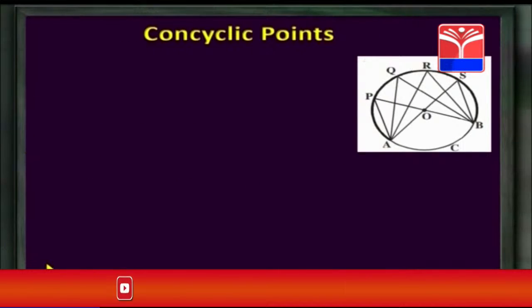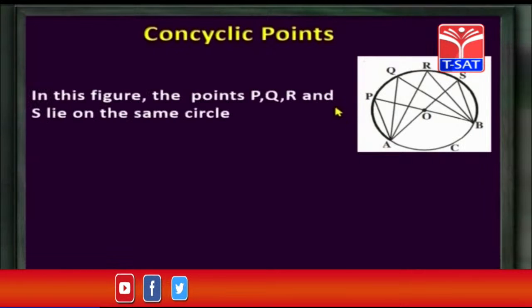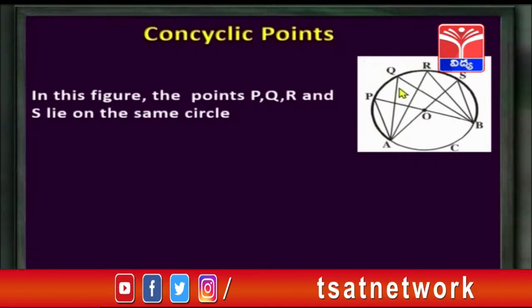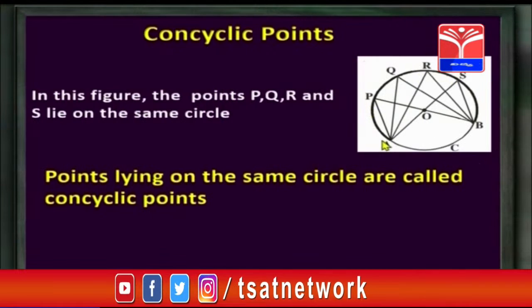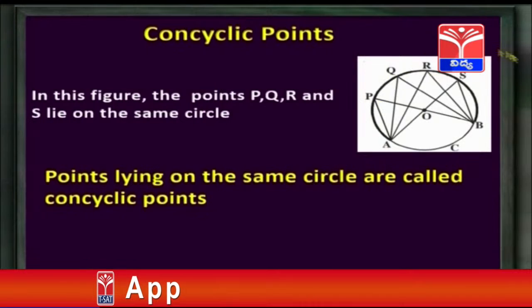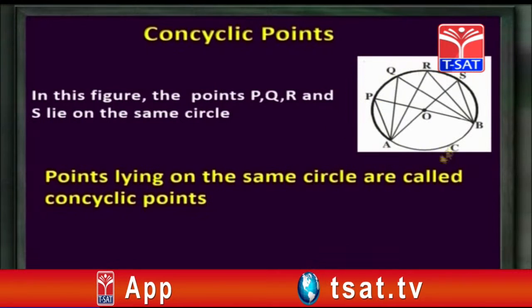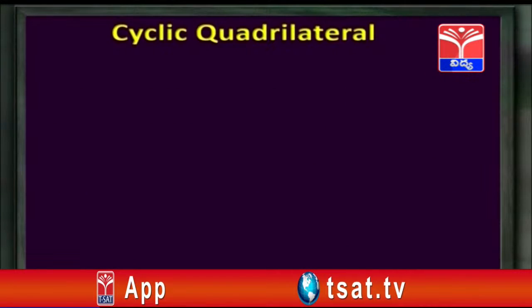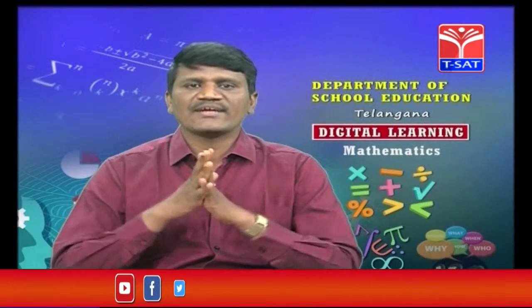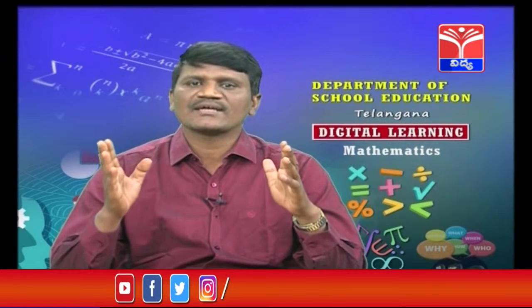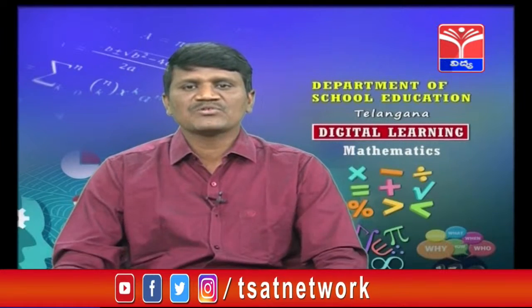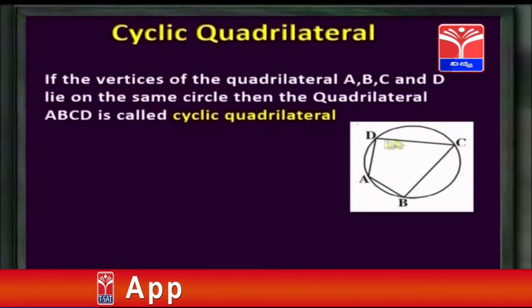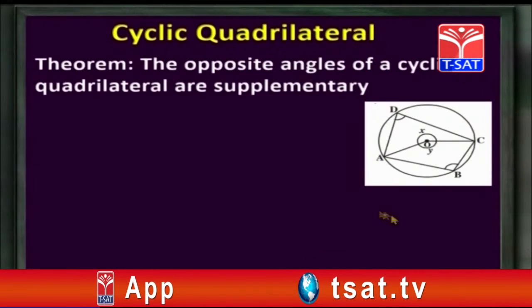Now let us see concyclic points. In this figure, the points P, Q, R and S lie on the same circle. Then the points lying on the same circle are called concyclic points. Now what is a cyclic quadrilateral? If the vertices of the quadrilateral ABCD lie on the same circle, then the quadrilateral is called a cyclic quadrilateral. So if you observe this, ABCD is a quadrilateral.